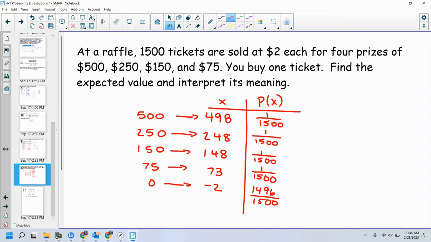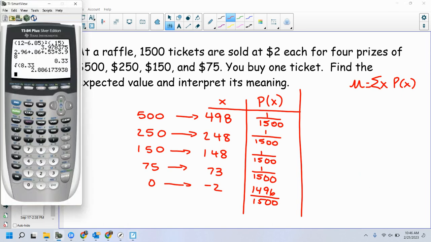Now, to find my expected value, which is my mean, right? The mean of my probability distribution is the expected value, or return on investment, the expectation of money getting back. If it's a true raffle, should I be expecting any money back? No, I should be expecting to lose money, right? It's probably benefiting something. Now, my mean is again the sum of x times p of x, and I forgot to write sigma. So let's calculate x p of x.